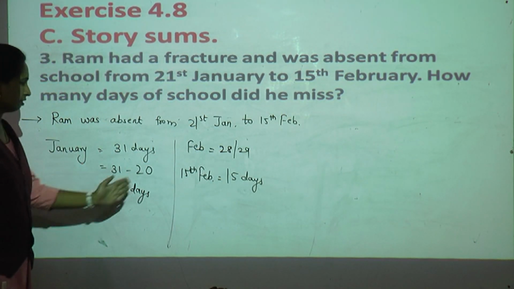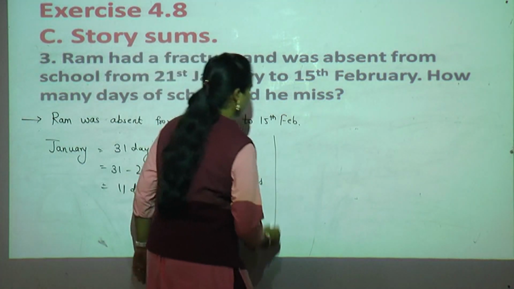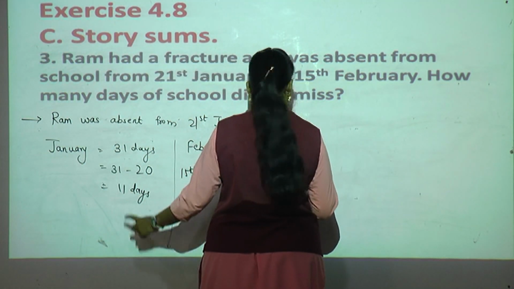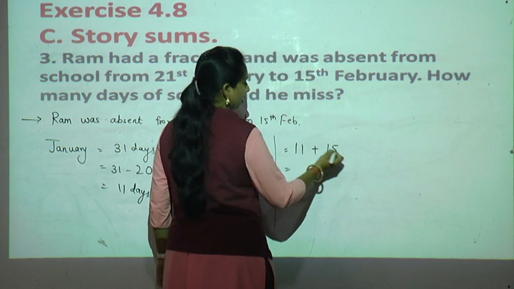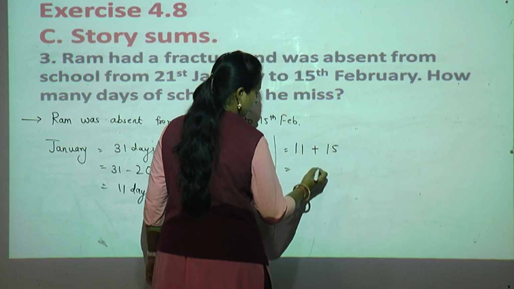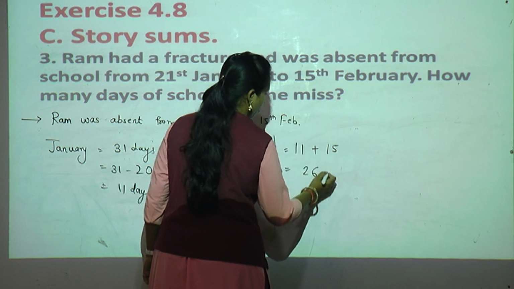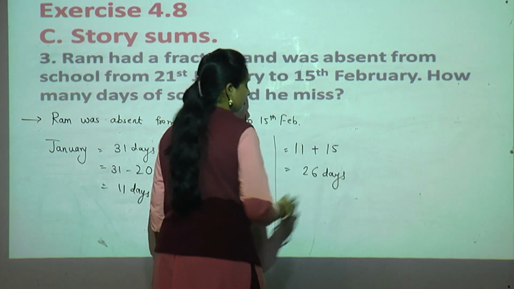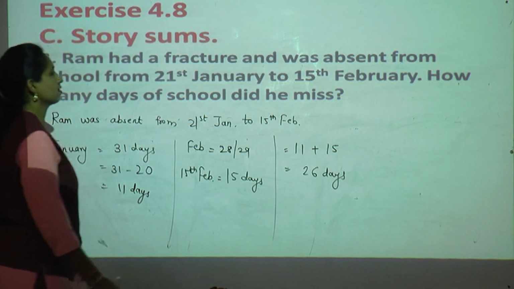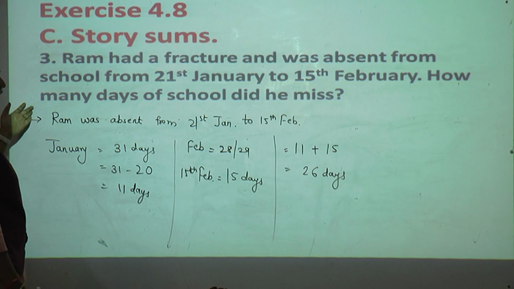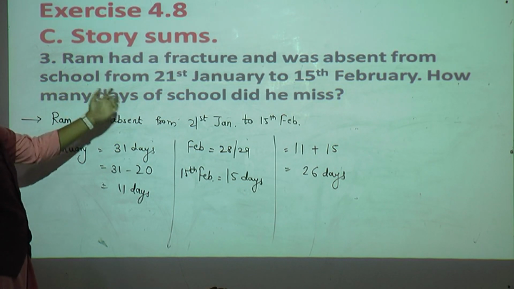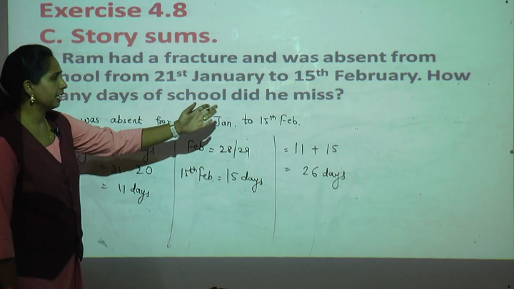Now we will add both the days. Here 11 days and here 15 days. So 5 plus 1 is 6, 1 plus 1 is 2. How many days he missed the school? 26 days. So you write here, what you will write in a sentence: how many days of school did he miss?